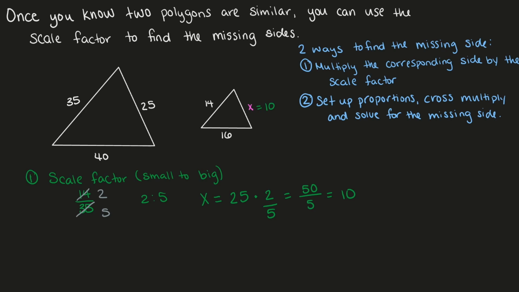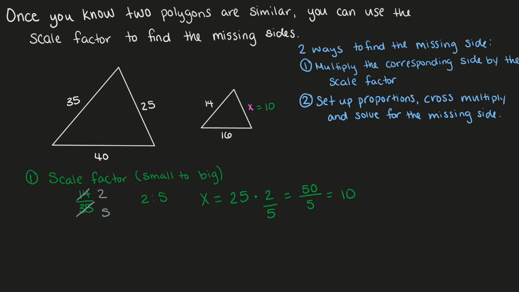It's really important to know how the scale factor was determined. If it's the smaller to the bigger or bigger to smaller, that way you know how to use it. If we had done big to small, our scale factor would have been 5 over 2, and we would have had to divide by 5 over 2.